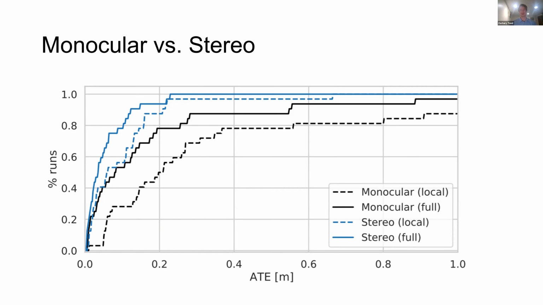And this is particularly apparent if you look at the absolute trajectory error around the 0.1 meter range. There's a huge improvement when we're using this global optimization.